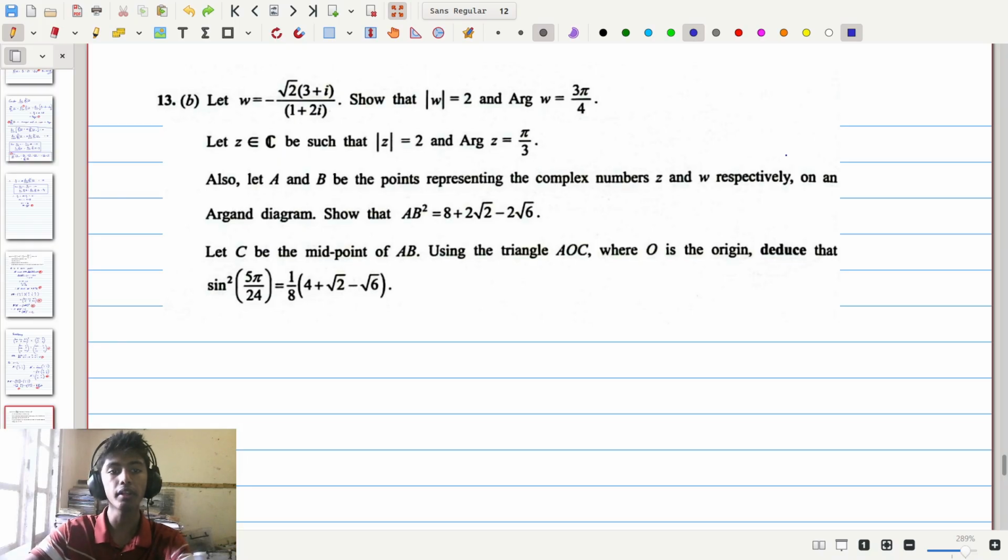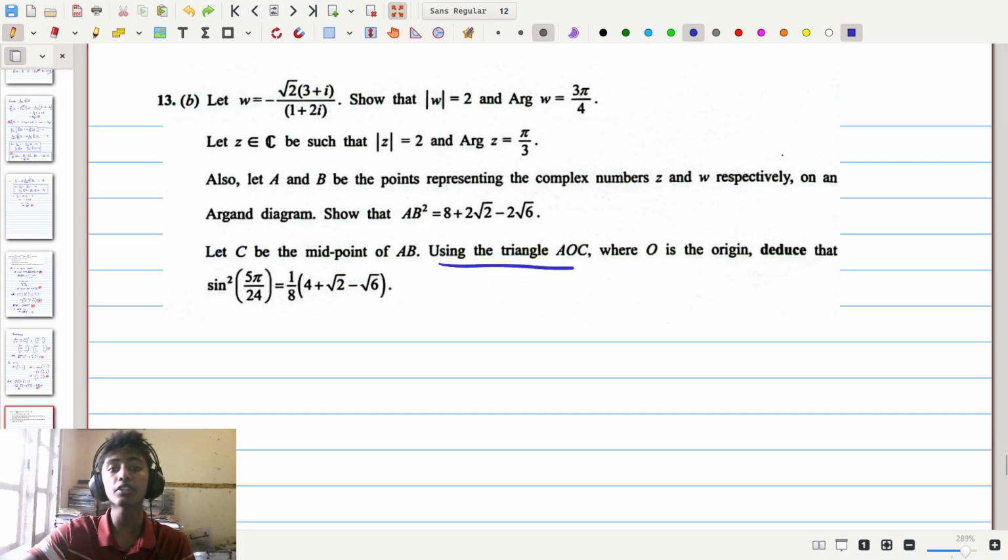Given this, we're then asked to show that AB squared, which is the distance between the points A and B squared, is equal to 8 + 2 times the square root of 2 − 2 times the square root of 6. Now given this, we're then asked to let C be the midpoint of the two points A and B. So the line AB, you take the midpoint of it and call that point C.